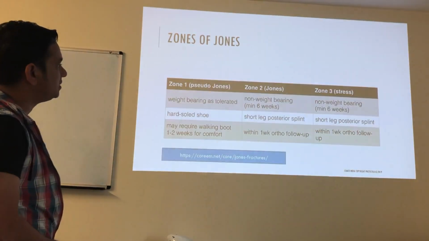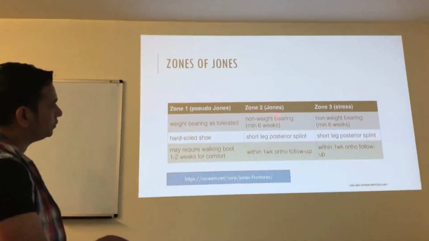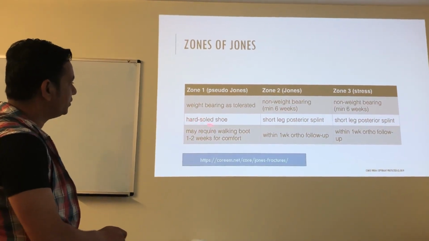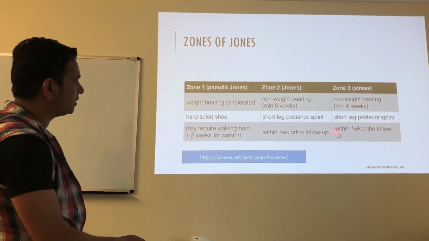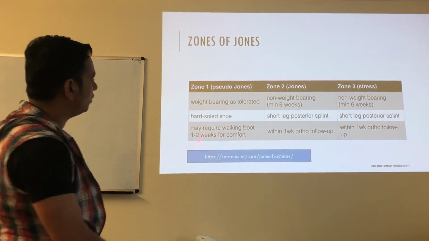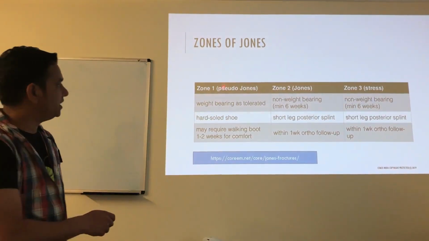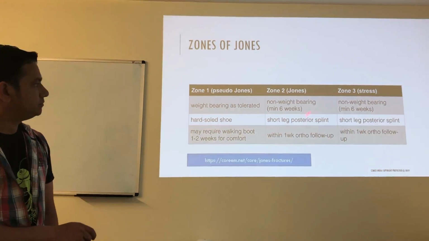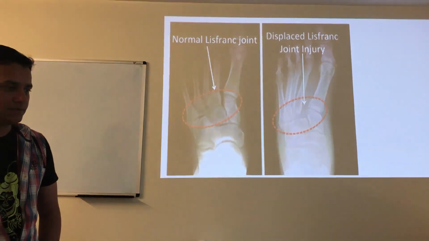The reason is because of the management. For pseudo-Jones you can allow weight bearing. For these two you don't want them to weight bear. You have to put a posterior leg cast. Within 1 week orthopedic follow-up, then a walking boot for 1 to 2 weeks, and then follow-up, that's fine. But the main thing is no weight bearing, no weight bearing. Boot, plaster.